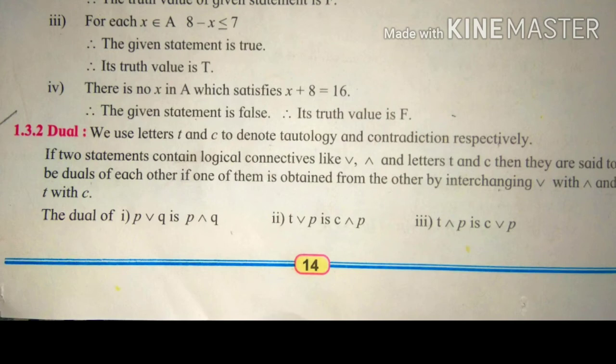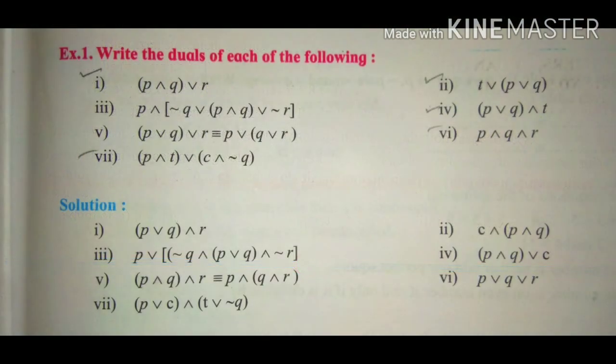In this dual, you have to only remember that conjunction converted to disjunction and disjunction converted to conjunction symbol, and T converted to C and vice versa. It is so easy.